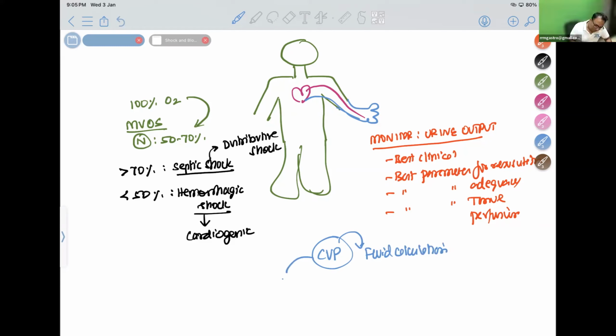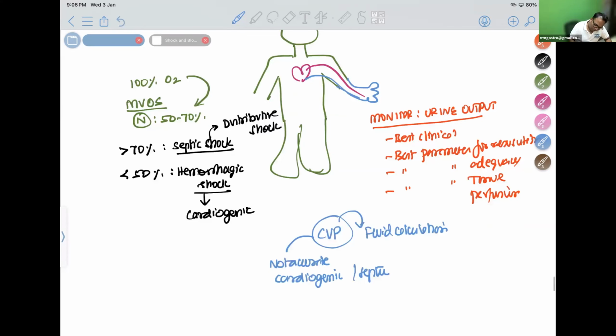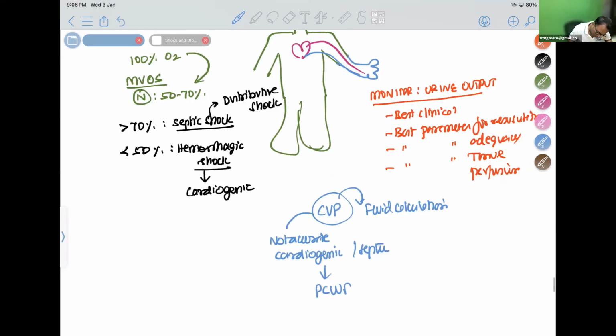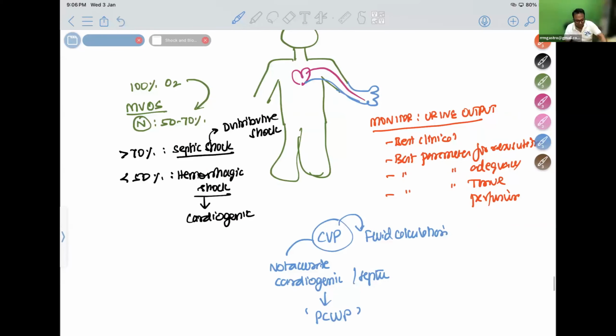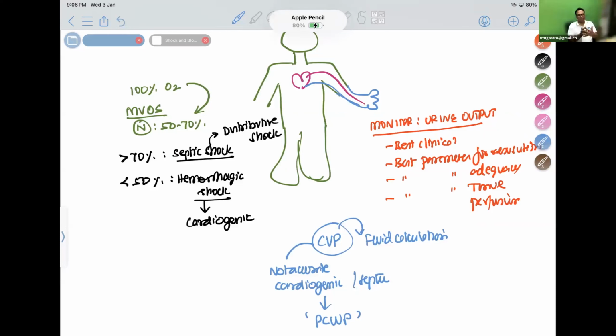CVP is not accurate in cardiogenic shock and in septic shock. Therefore, in those two cases, I'll go for PCWP. Okay, these are the points we have discussed in monitoring of the shock. So you can write it. This is enough. Whatever I've told you is enough for writing an essay question. So you don't need to write everything even in the book.